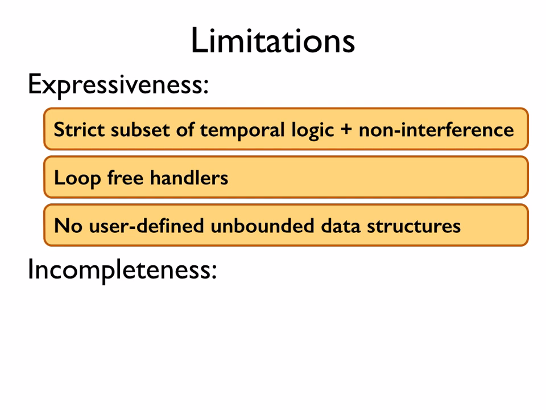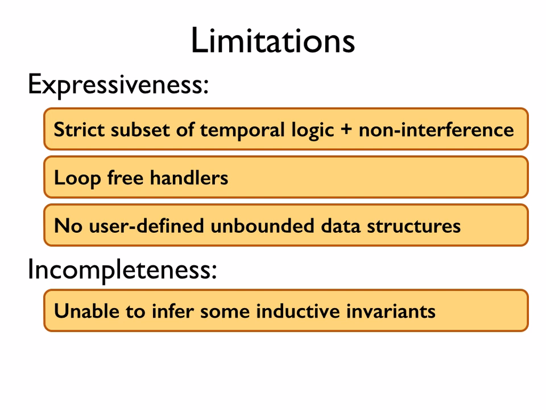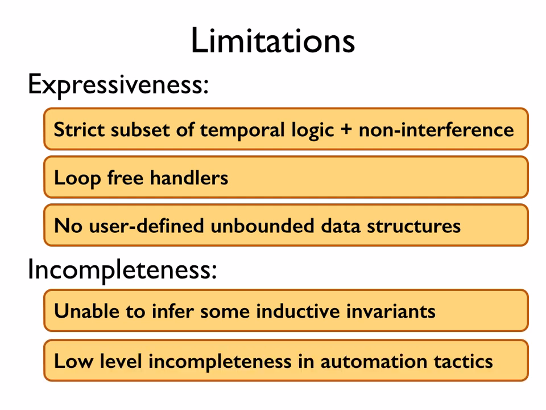Now, the automation is incomplete, and this is primarily for 2 reasons. First, the automation is unable to infer certain inductive invariants. For example, the automation cannot infer that some global variable increases monotonically. And second, we implemented our automation in the tactic language LTAC, and this actually leads to some low-level incompleteness in our automation tactics.